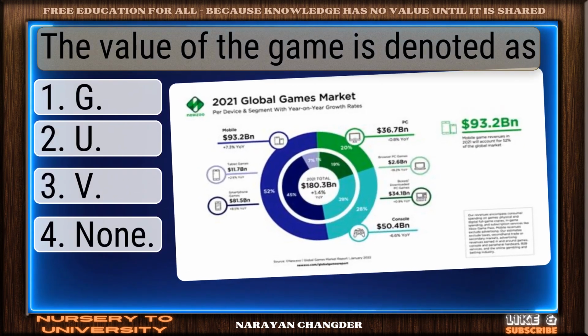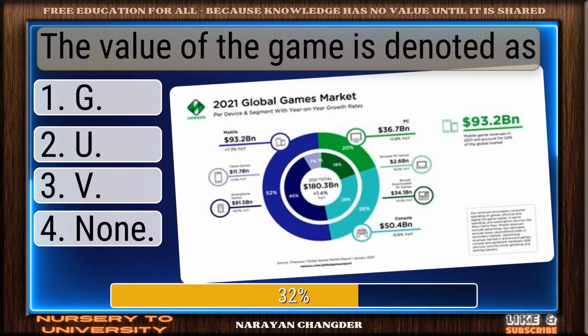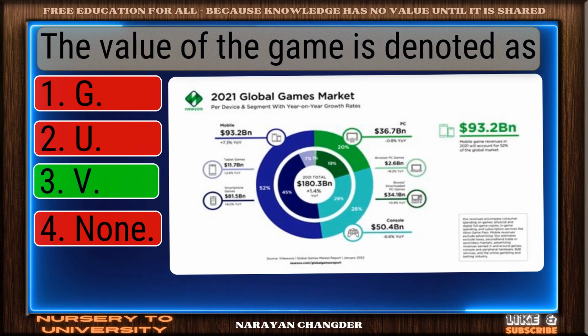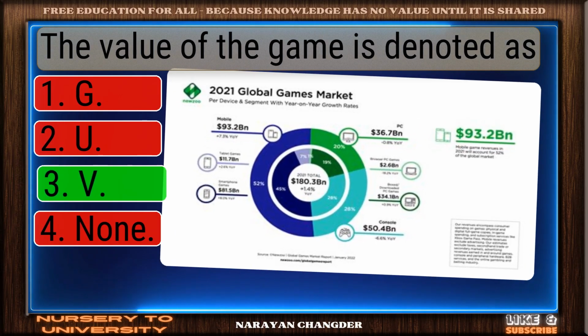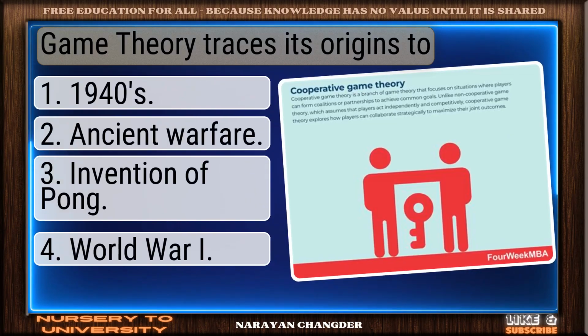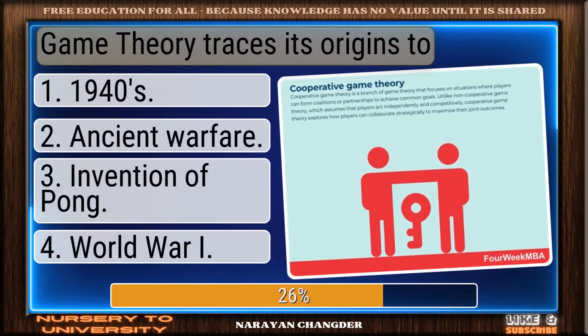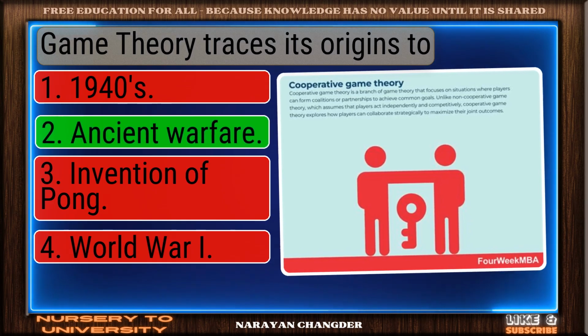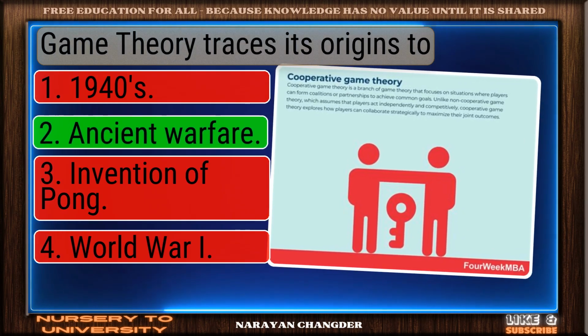The value of the game is denoted as. Nice selection. V is the correct and valid answer. Game theory traces its origins to. Strong choice. Ancient warfare is the right answer.